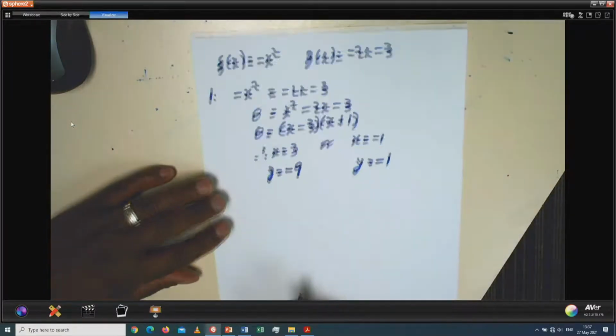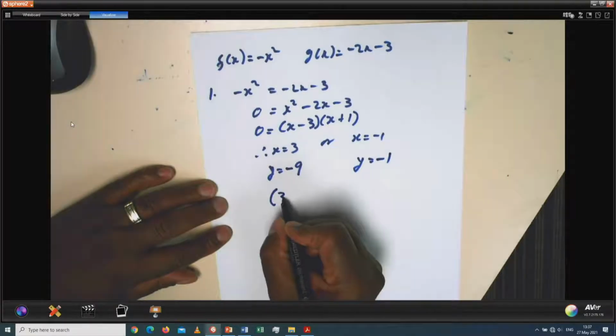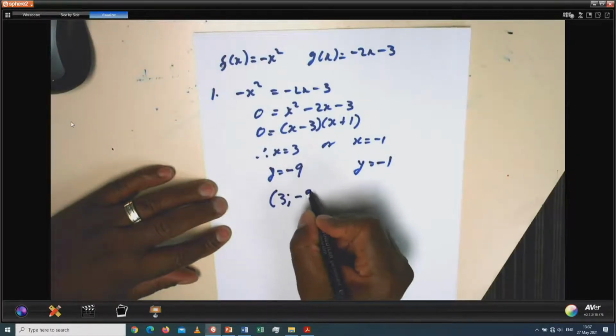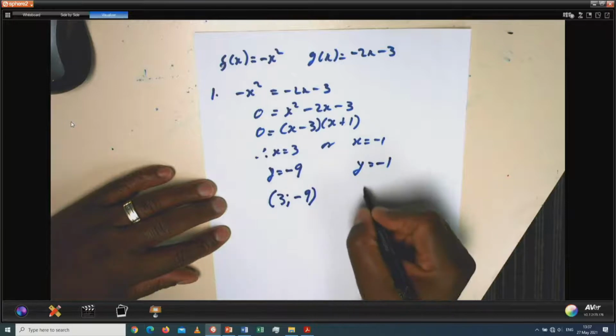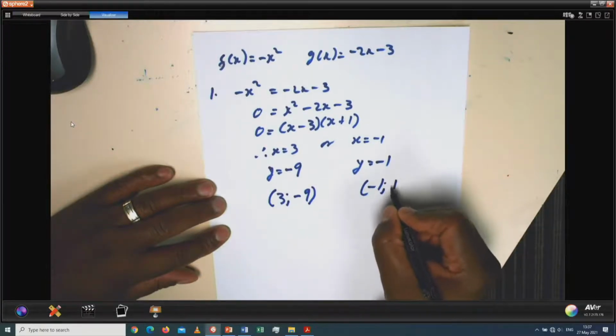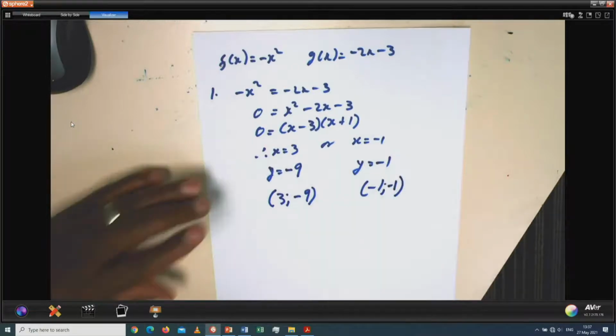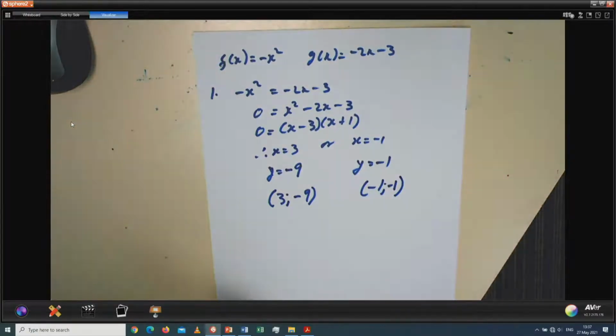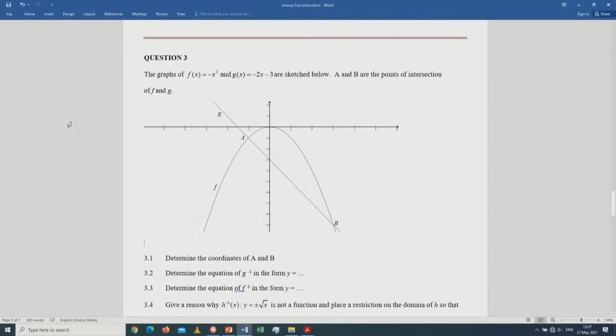Then we have 2 points. One point, x is 3, y is negative 9. Second point, x is negative 1, y is negative 1. Now we need to establish which point is A and which point is B. Go back to the graph. Check A. We can see where A is. It means this one will definitely be point A, and this one will definitely be point B. The question answered.